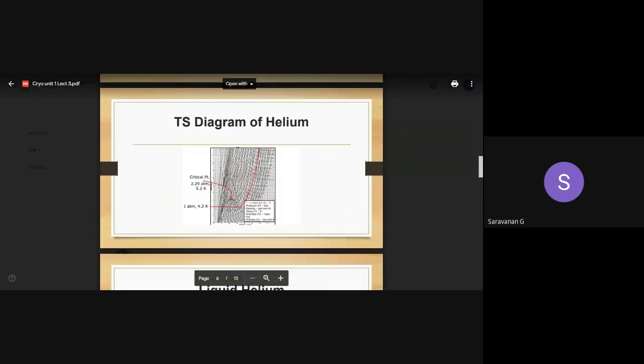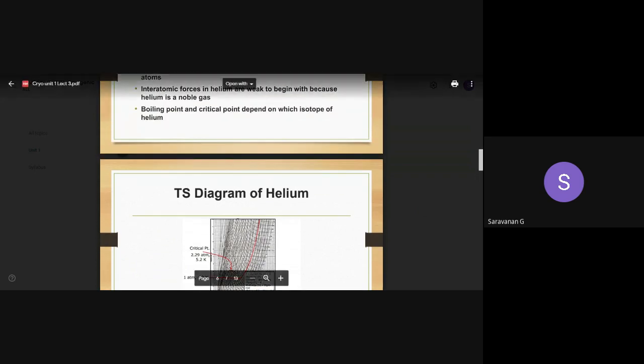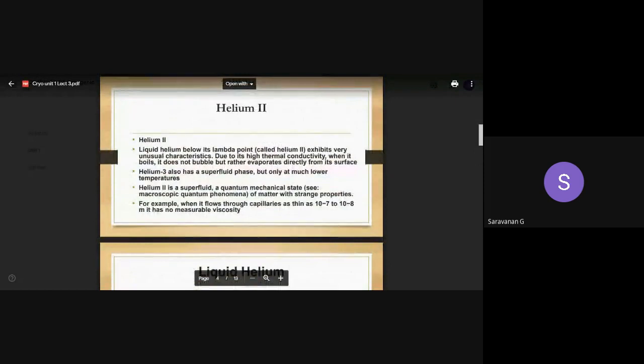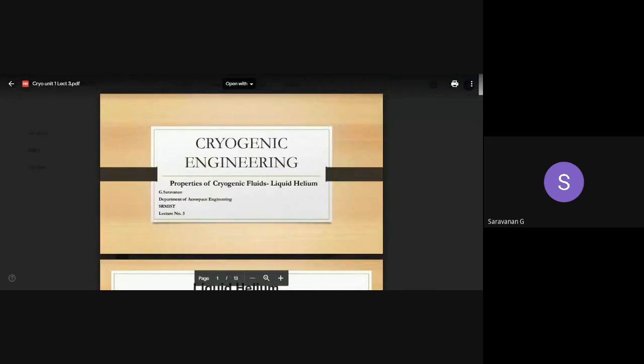Apart from that, we were discussing the TS diagram, and how to fix the properties from the TS diagram and the tabular data for a particular fluid, helium. So these are all about the fluid known as liquid helium. It can be used as a cryogenic fluid, cryogenic liquid, cryogenic helium, in terms of two fluids, normal fluid and superfluid.